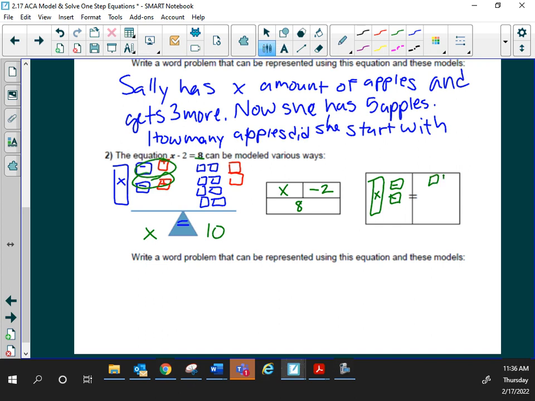And then 8, 1, 2, 3, 4, 5, 6, 7, 8. To get x by itself, we need to get rid of those negatives. To get rid of negatives, we add 2 positives. We add 2 positives to create 0 pairs. And I'm left with x and 0.